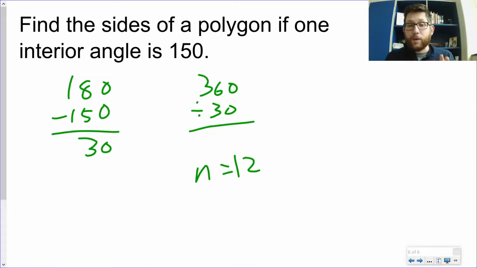So hopefully that's helpful. I know it's a little bit of a tricky set of questions, but this is the way that I would recommend doing it: always solving for the exterior angle and then going from there. If you already have the exterior angle, you don't need to solve for anything, just do your 360 divided by the angle. Hopefully this is helpful.